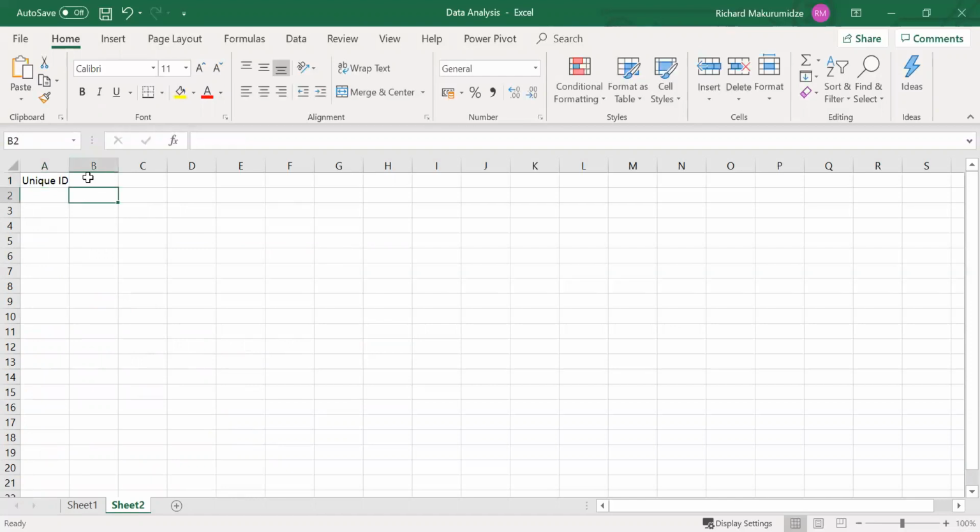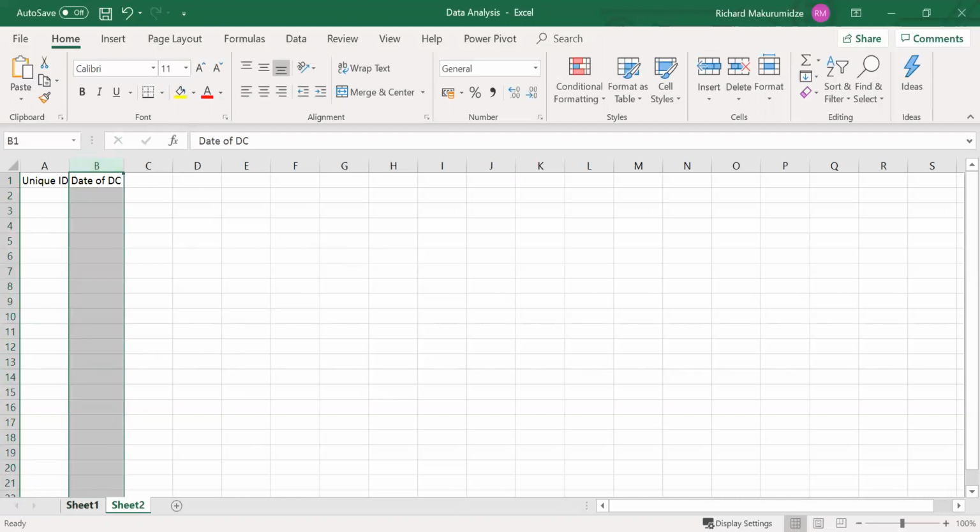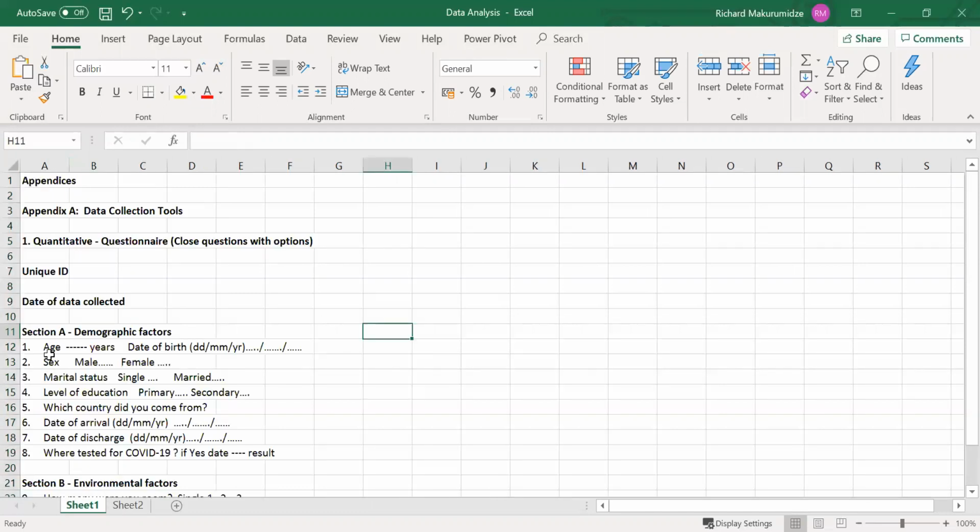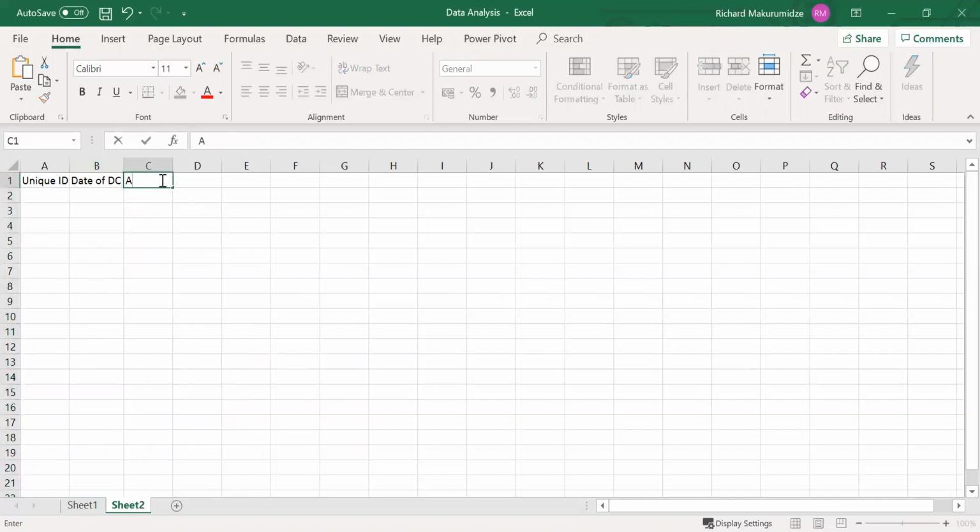Then the next column after that is the date of data collection, and you create a database of the variables in your questionnaire. So the next variables are age, sex and marital status. So we put age, then sex, then we put marital status. You can write in full or in short.